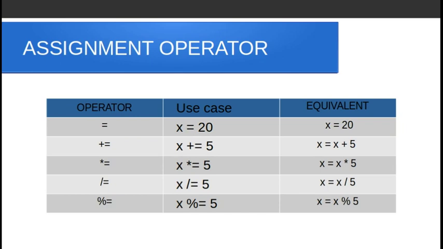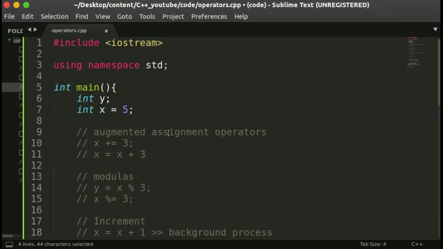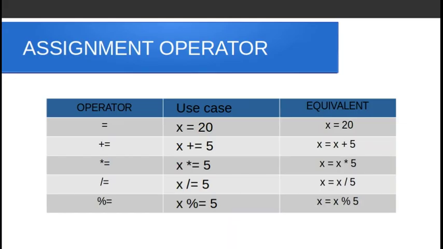Let me just show you. I'll open up my Sublime Text over here. So this is what the equal assignment operator does. It just assigns 5 to the variable x. Okay, so let's also look at the other forms of assignment operators that we haven't used yet.